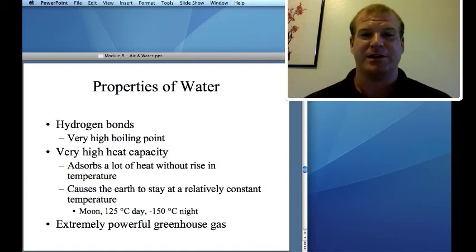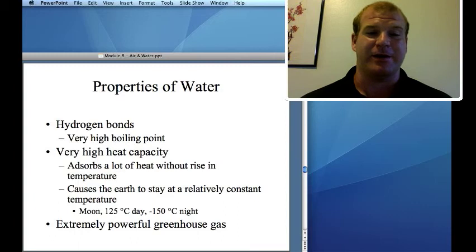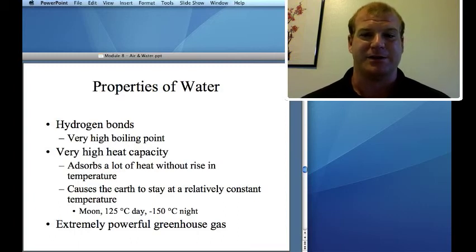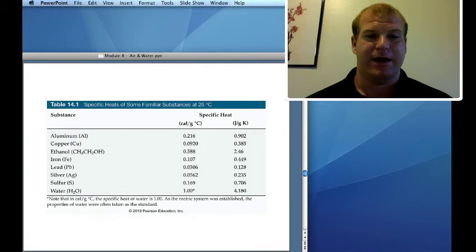And this also causes the Earth to stay at a relatively constant temperature. And we compared this with the moon. So here in Hawaii, we have a really constant temperature as well. And we talked about this before, how it's a very powerful greenhouse gas, causing 95% of the Earth's natural greenhouse effect. And here are some other specific heats.